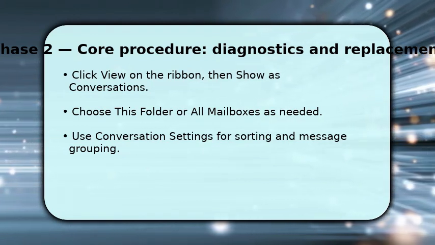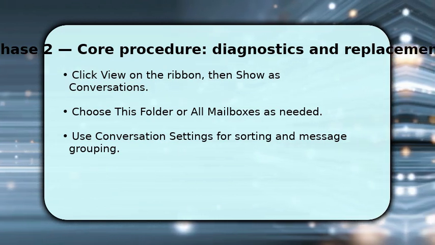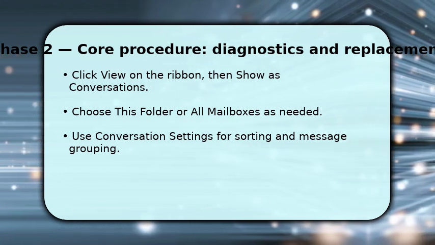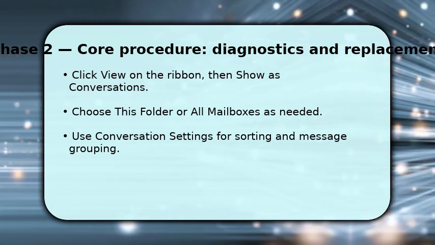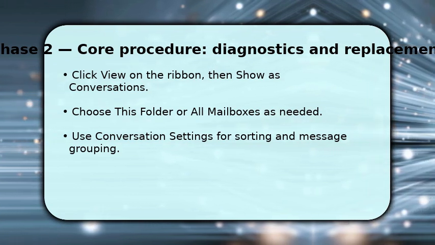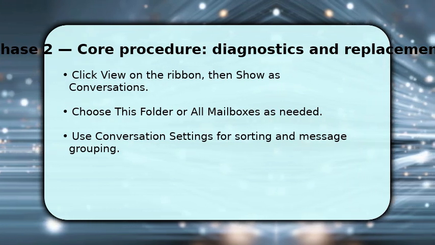Outlook will ask whether to apply to this folder or all mailboxes, so pick what fits your workflow. Once conversations are enabled, open Conversation Settings to control threading behavior. Show messages from other folders, use newest messages on top, and expand or collapse conversations automatically. This lets you tailor the view to reduce clutter.